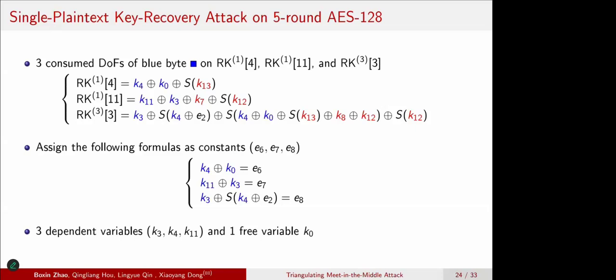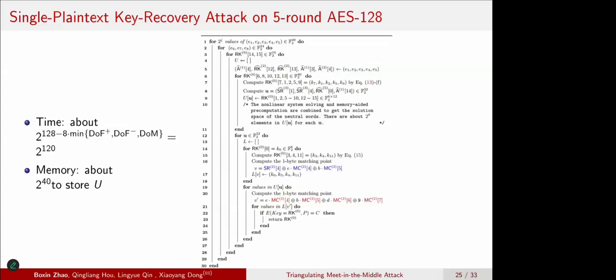We can get 3 dependent variables and 1 free variable. The 5-round meet-in-the-middle attack is given in the following algorithm. Given the global constant, we pre-compute the value of natural words and store them in a table, and then deploy the meet-in-the-middle process. The time complexity is about 2^120, and the memory complexity is about 2^40.